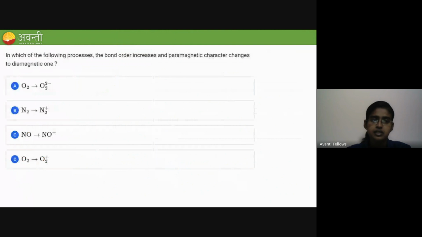Now moving on to one more question. In which of the following processes does the bond order increase and the paramagnetic character change to diamagnetic?